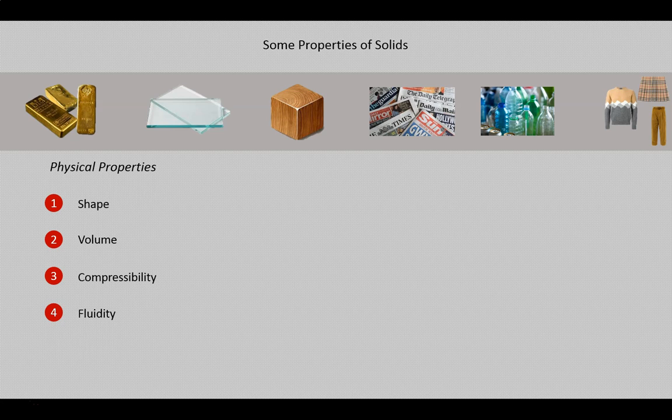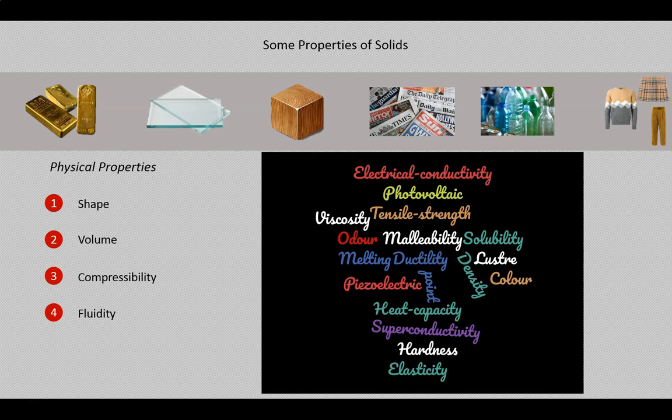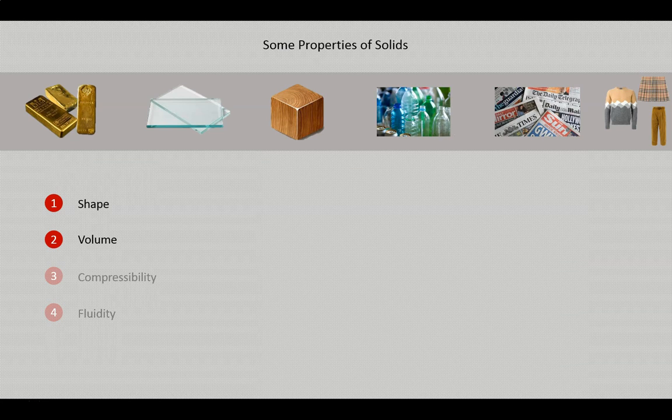I mentioned there are dozens, so here are a few more. You may already know some of them, like odor, luster, color, hardness, or density. The others you'll come to learn about in future years. Now back to the first 4. I'll return to compressibility and fluidity after I do shape and volume.